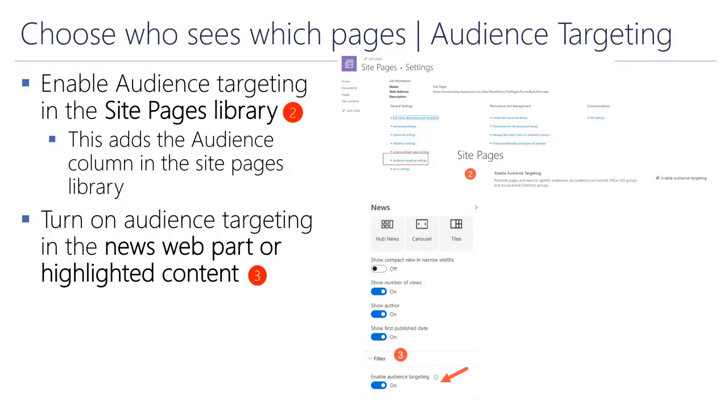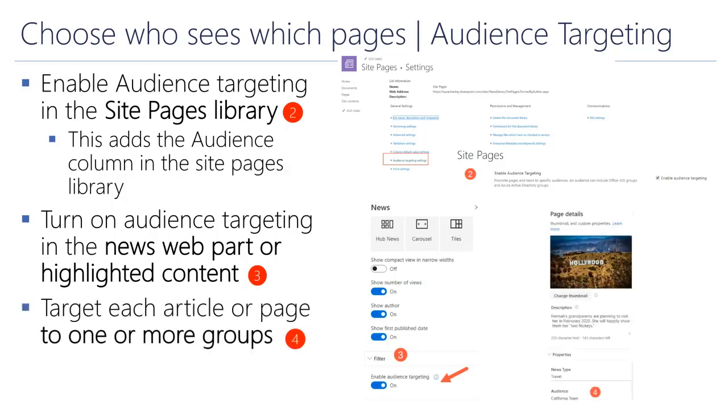So have a group, turn on site pages, and then and only then will audience targeting be available in your web parts. However, none of this matters until you actually target a page using the audience. And so the last thing that you're going to do is, as you create pages, you will say, for whom is this page most relevant?